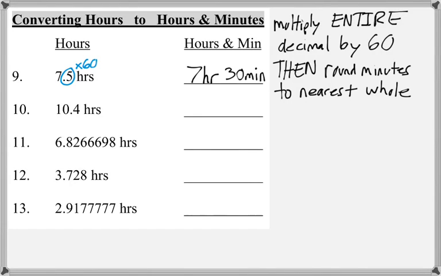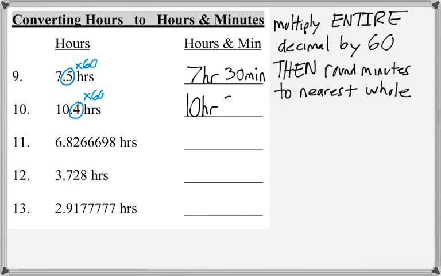Number 10, I'm converting 10.4 hours to hours and minutes. So the 10 hours, I could just transfer that over. And then to get the minutes, I'm multiplying the entire decimal by 60. So 0.4 times 60 is 24.